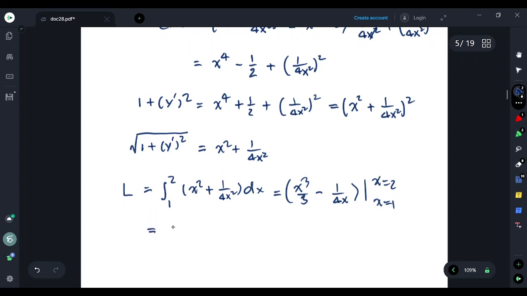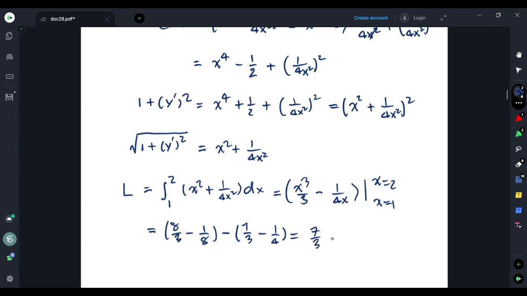So this is just 8 over 3 minus 1 over 8. This is the substitution x equals 2, and subtract the substitution x equals 1, so it is 1/3 minus 1 over 4. So by calculation, we're going to have 7 over 3, and then plus 1 over 8.